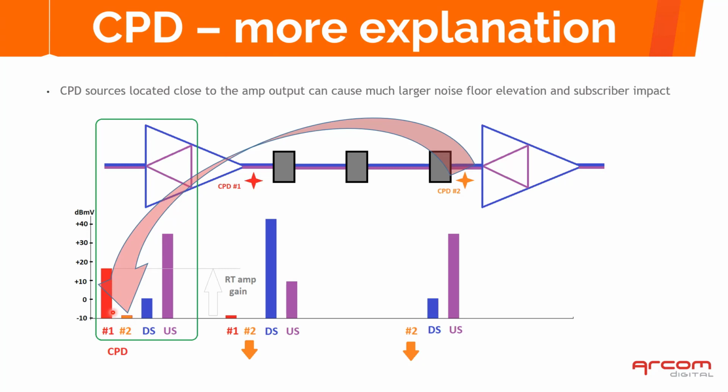So please remember that when you are searching for something that is having a big impact on the monitoring records, like at night or in some periods of time, you might be looking for a small level CPD source that is located right after the amplifier. And when you are searching for something that currently has a high level in the upstream, and you can clearly see it, it will be a device that is near the output of the amplifier, where the forward signal is the highest.